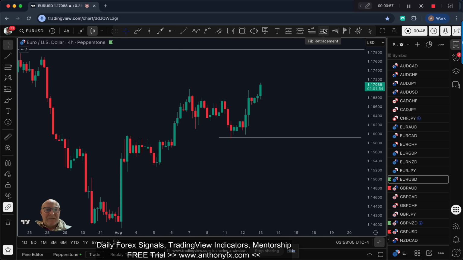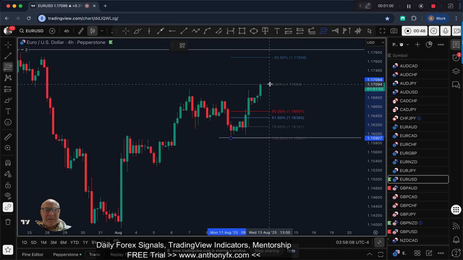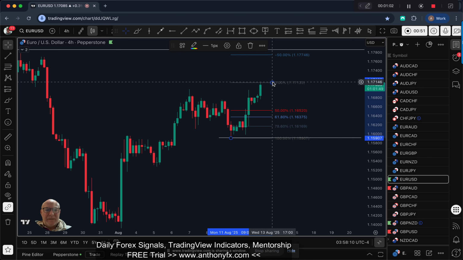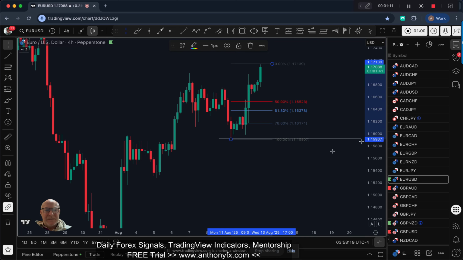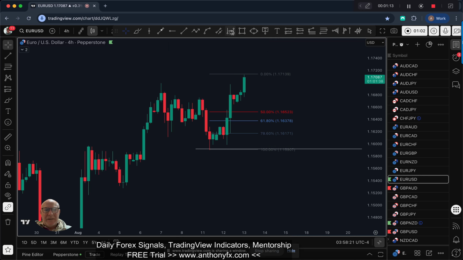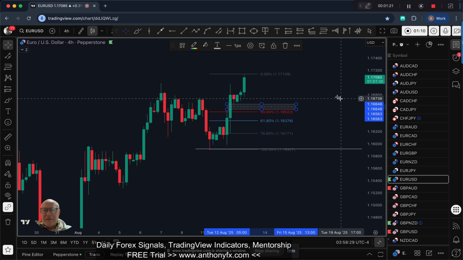I'm going to take a fib, pull it from the low to the high. That'll move around. It could push up or pull back. But if it pulls back, my point of interest is going to be this candle here, this thin candle. So we've got a bit of an imbalance, a bullish imbalance here on the 4 hour.